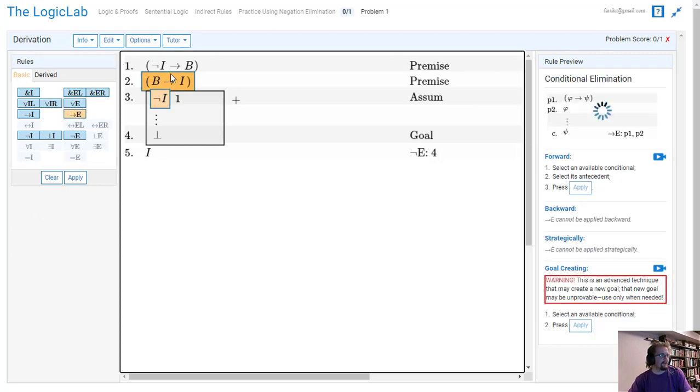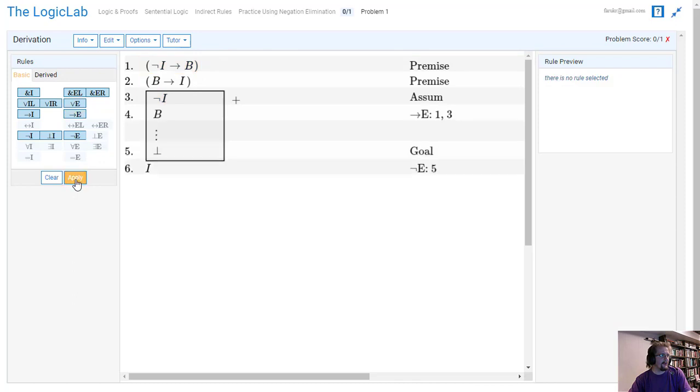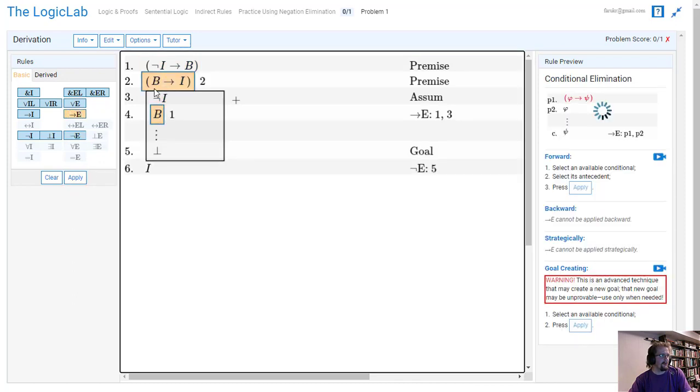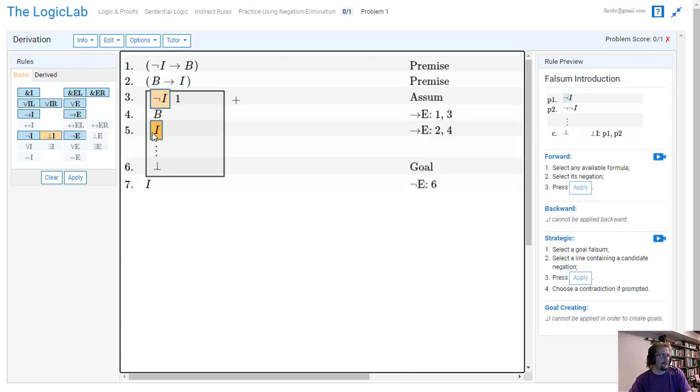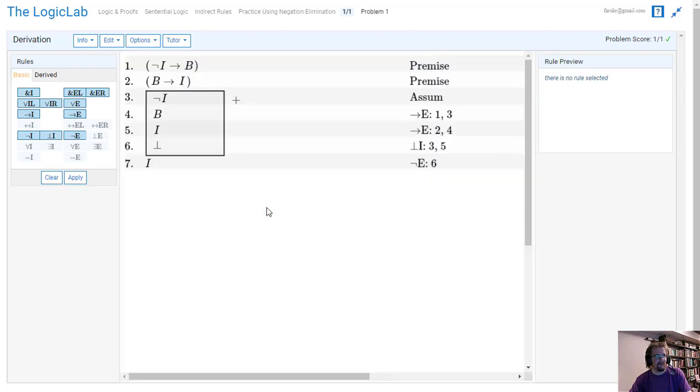So we have conditional elimination lines 1 and 3. That gives us B. Conditional elimination lines 4 and 2. That gives us not I. Falsum introduction lines 3 and 5. Give us the falsum, and then we're done.